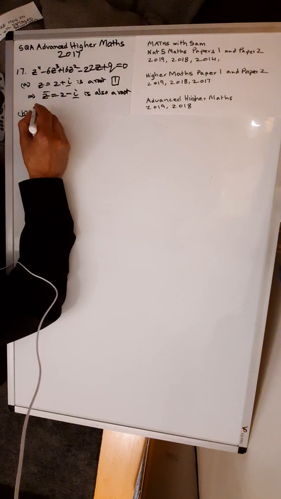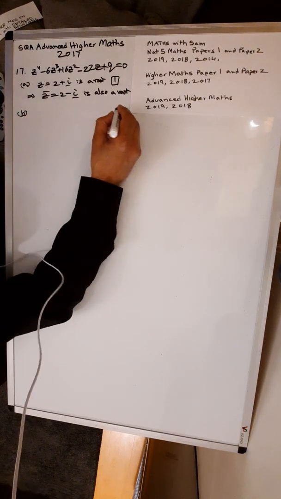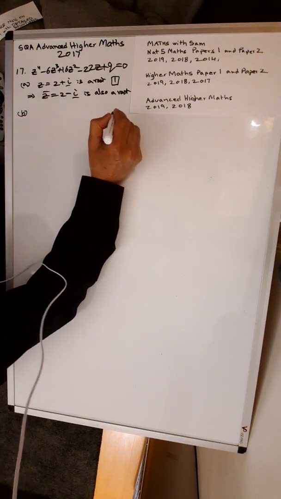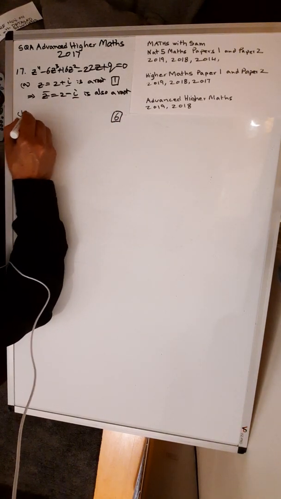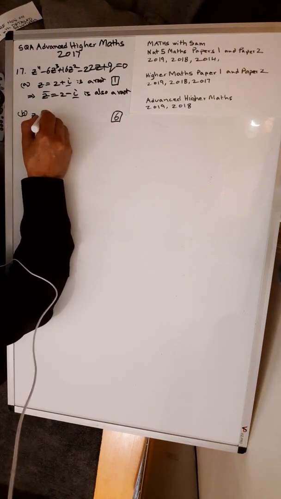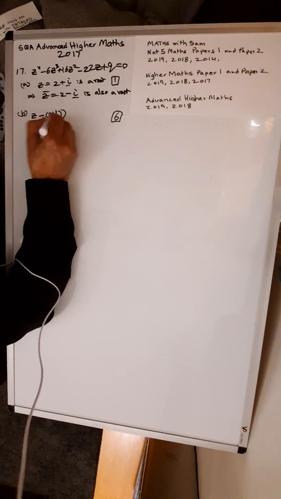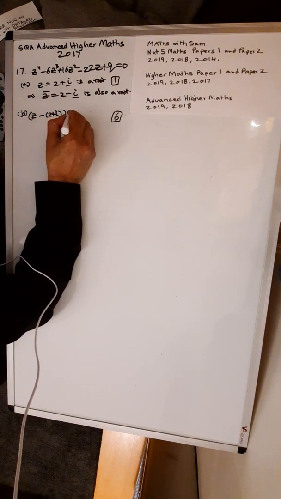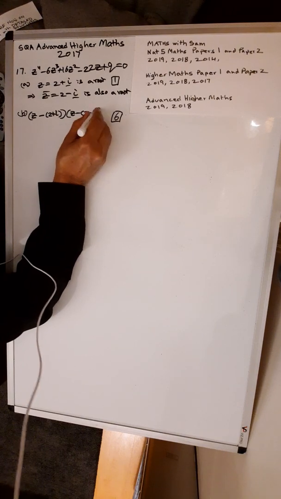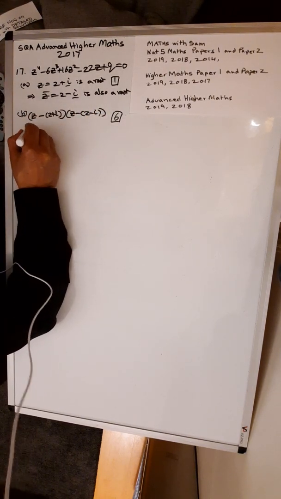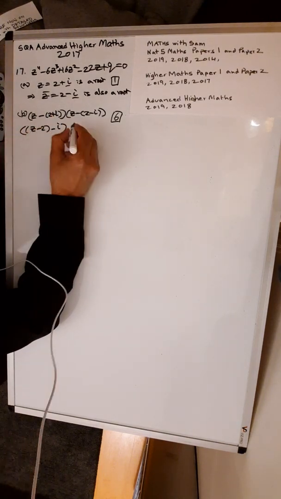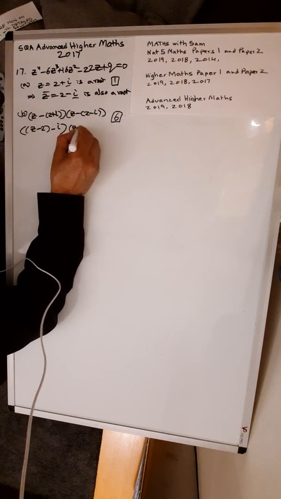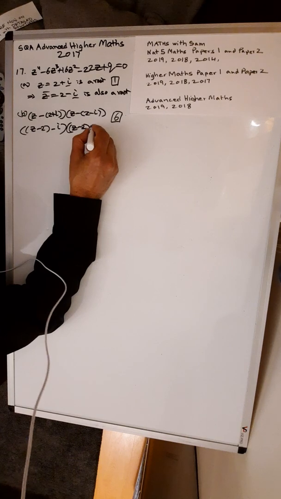For part B, find the value of q and the remaining roots. This is for 6 marks, and you're talking about maybe 9-10 minutes. So you need to rewrite this as z minus (2 plus i), because that's one of the roots. The other root is 2 minus i, so z minus (2 minus i).